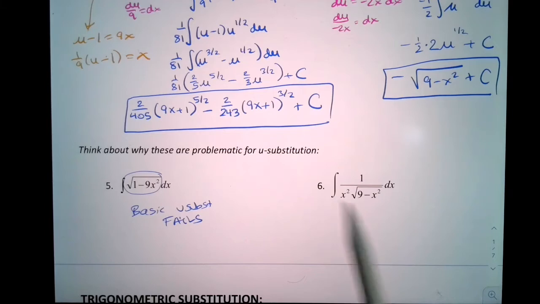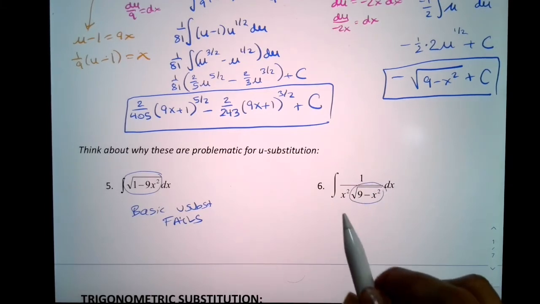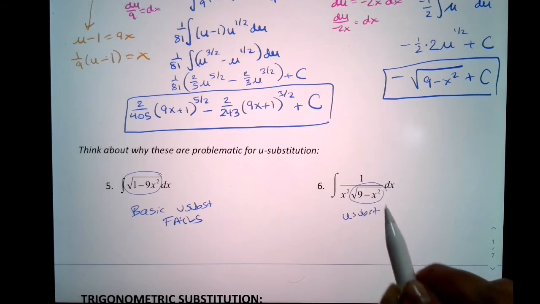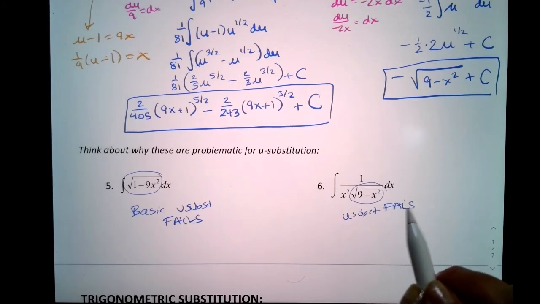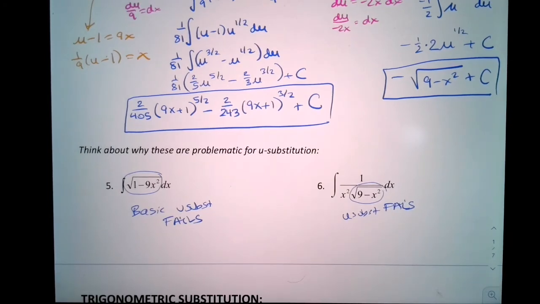If you look at number 6, I have the same crisis. Here I have that square root of 9 minus x squared. Once again, u substitution is going to fail here, and integration by parts is not going to work out for us in this particular case.